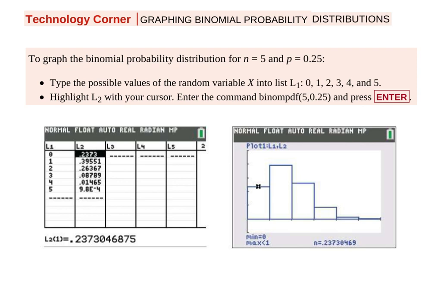Now, you don't even need to calculate those because your calculator can do that for you. And so if you highlight L2 with your cursor on your calculator and you enter that command, binomial PDF of your 5 and 0.25, and you hit enter, it will populate that list for you. Isn't that beautiful? I love it. And then you can also graph it as a histogram if you wanted to look at the shape or the variability or any other type of visual needs you have. Your calculator can do that as well.